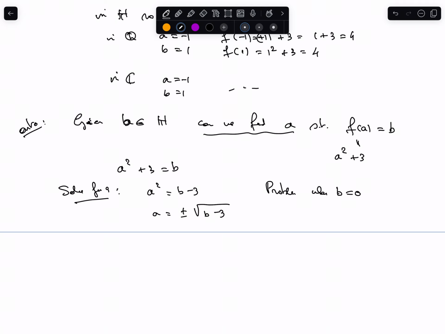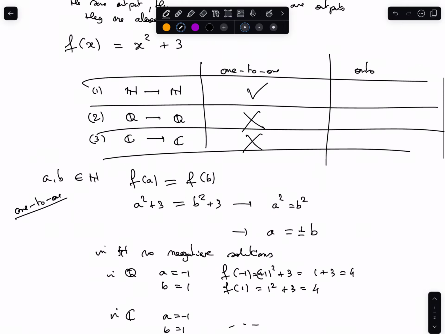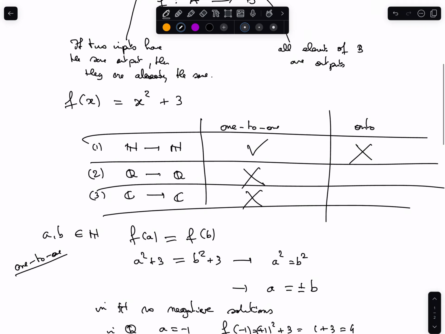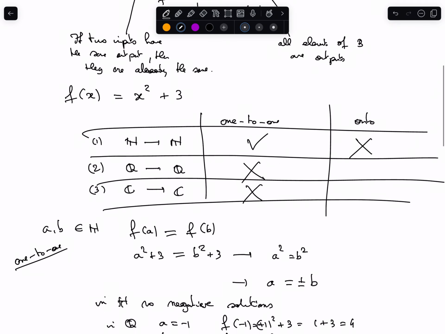Let's say it that way, because when B is 0, then A squared is -3. A square can never be negative, right? And the square of a positive number can never be negative. Well, so it's clear then that the answer here is no. There are elements in N, for instance 0, that is not an output. What about Q? Well, it's the same problem, right?